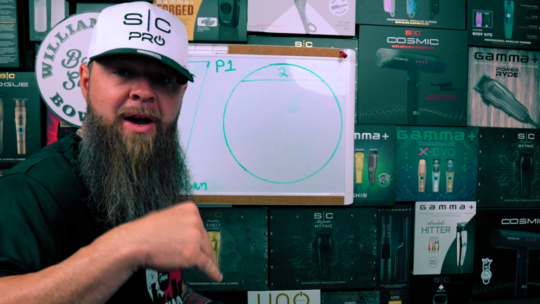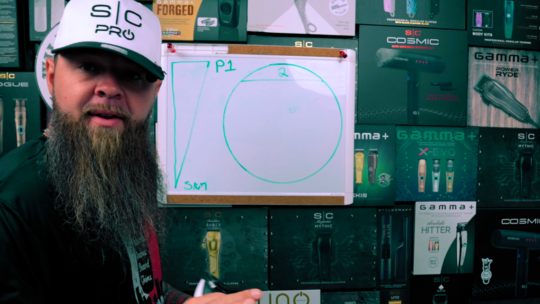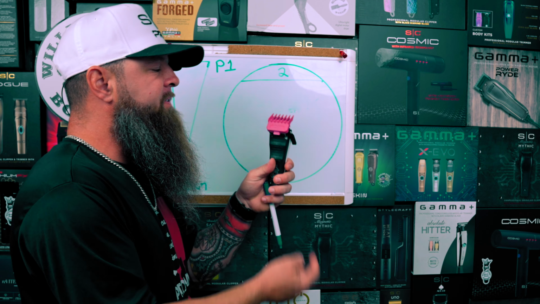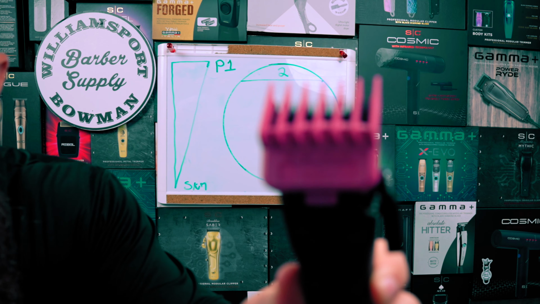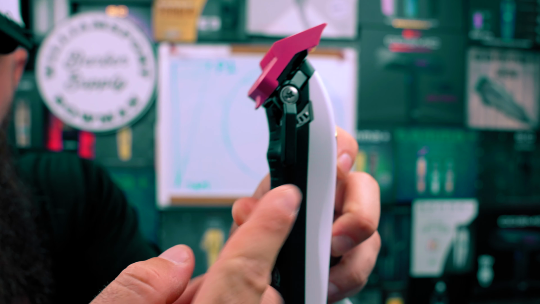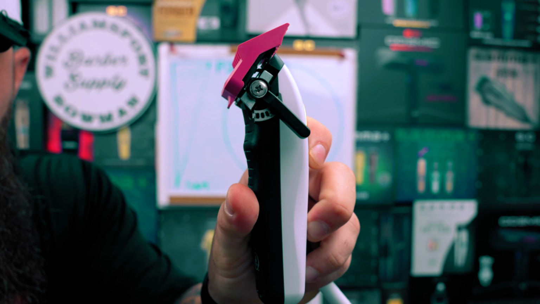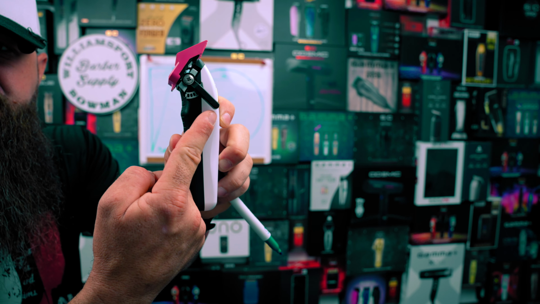You guys could drop an answer down below in the comment section. But the answer would be a 1.5 in the open position. So open means that it's going to leave the hair longer. Closed means it's going to cut the hair closer. So this is in the closed position.